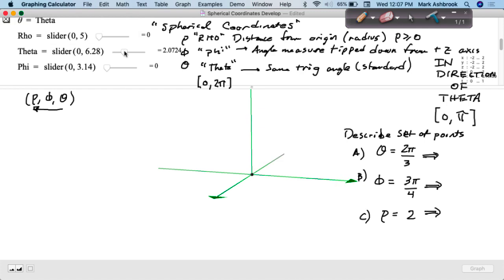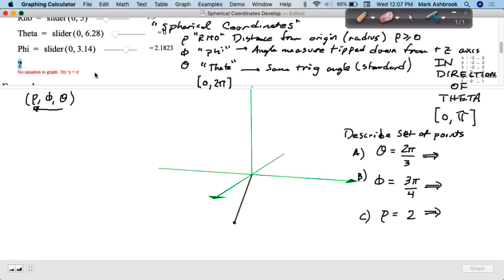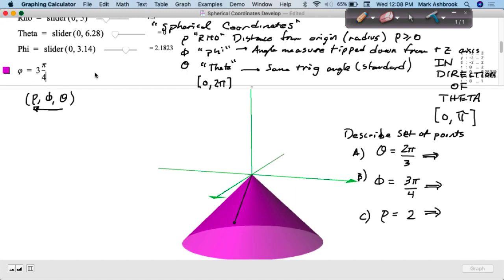So if phi is 3 pi over 4, what is that? Something like that. If you imagine what you would get for all thetas there, you get a cone down there. You see that? Can you imagine that? I guess if I just type it in, we would get it. Let's see here. Look at that. There it is. Phi equals 3 pi over 4.